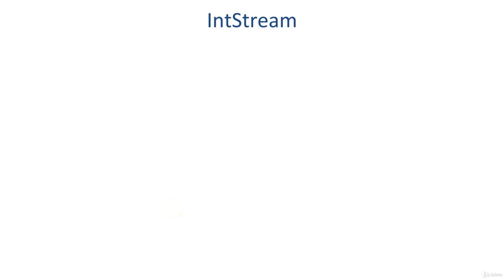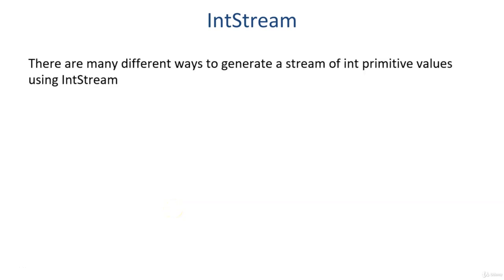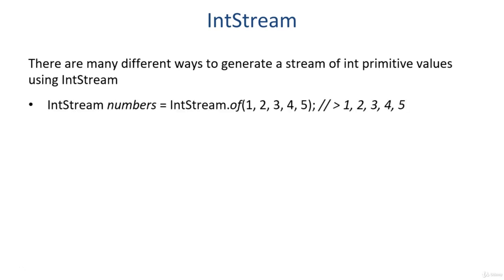In this video, we will look at IntStream. There are many different ways to generate a stream of integer primitive values using IntStream. The first is to use the of operator, IntStream.of(1, 2, 3, 4, 5). It will generate a stream of numbers 1, 2, 3, 4, and 5.